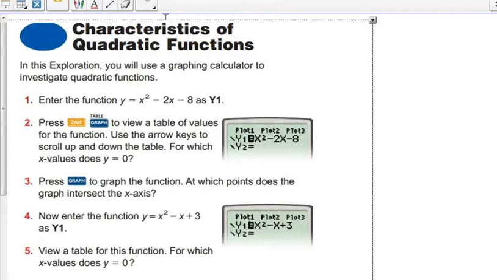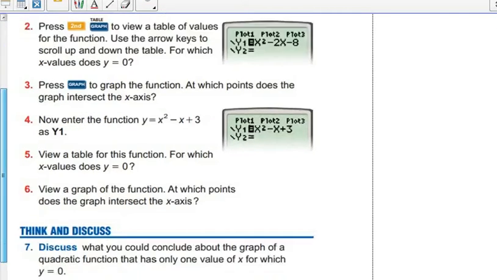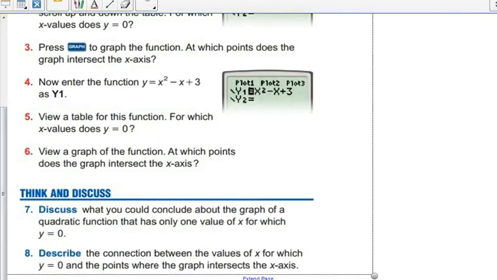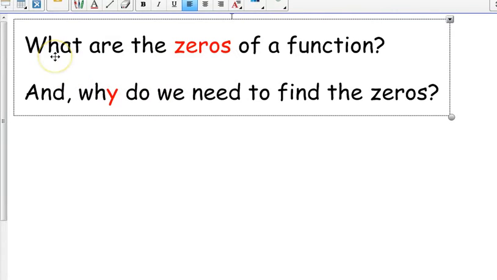So here they ask you, I don't know that they use this terminology in this case, but you'll be learning about something called zeros. And so it's important to know what the zeros of a function are. So I've posed the question, what are the zeros of a function? And why do we need to find the zeros?